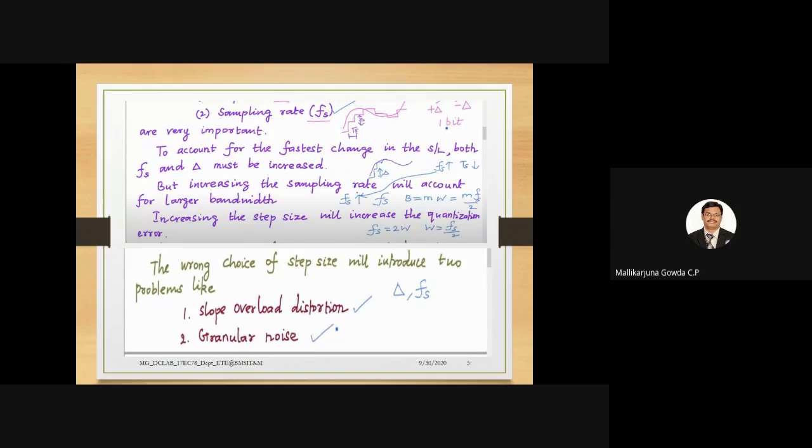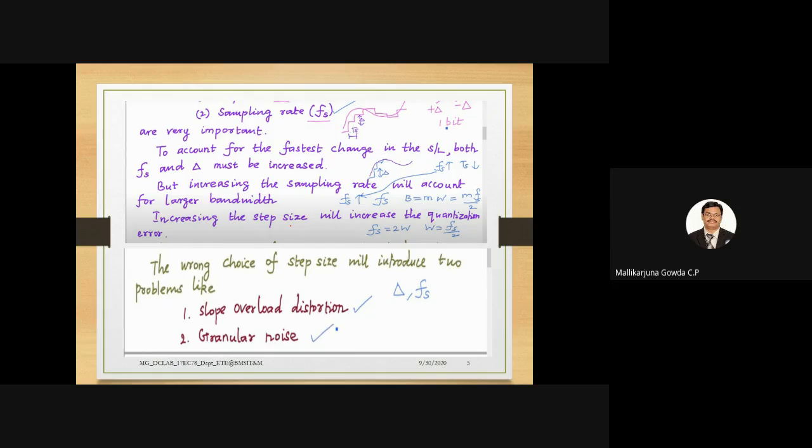Another thing is increasing the step size. Increasing the step size will also lead to quantization error. So what I said: if the input signal changes very fast, to keep track of that, I need to increase the sampling frequency as well as the step size. But if I increase the sampling frequency, the bandwidth requirement will go high. And if I increase the step size, the quantization error will also increase.